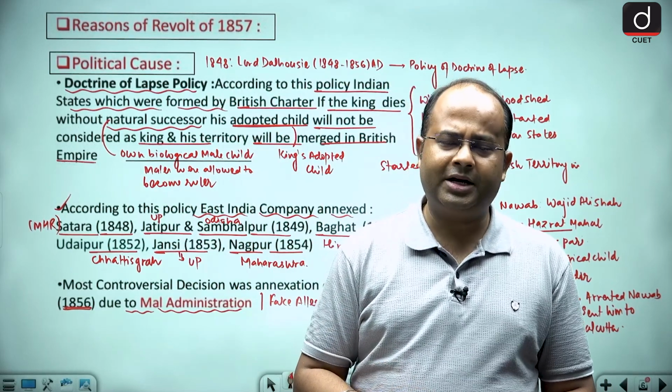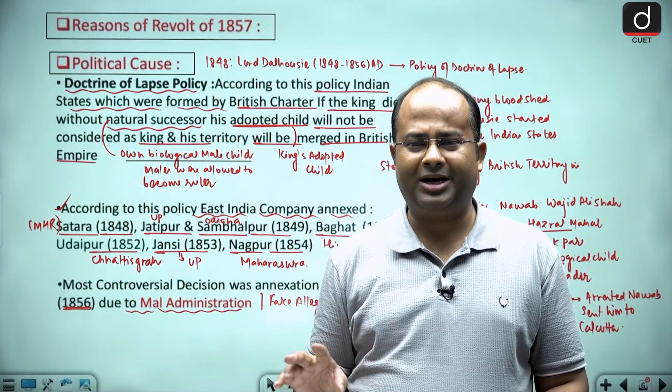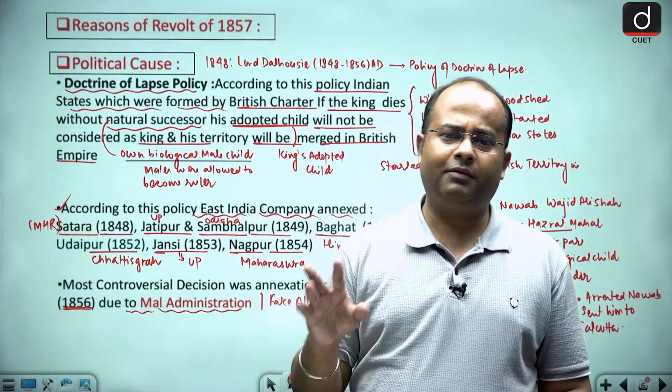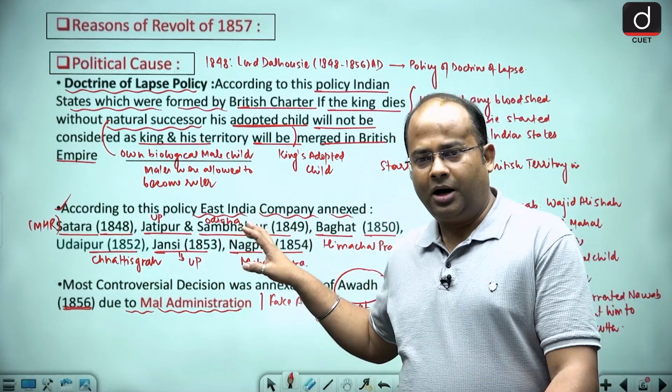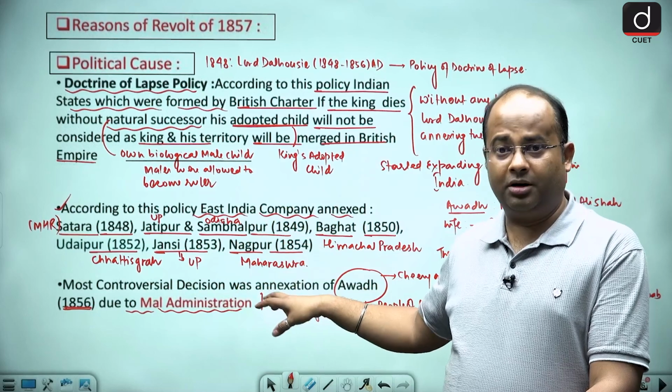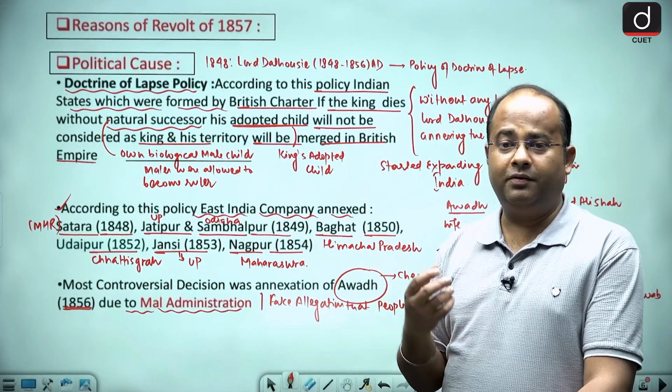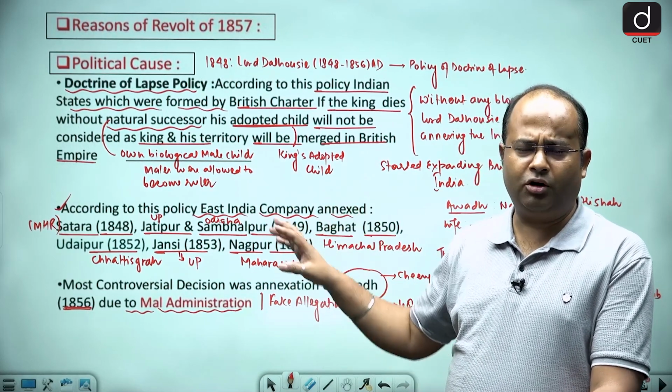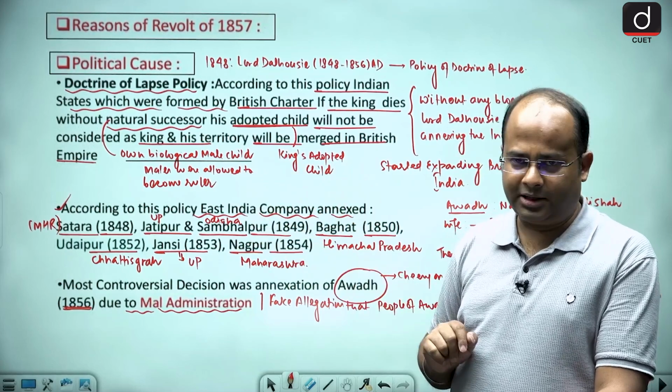It was not like the people were dissatisfied with the Nawab of Awadh. People were happy and they were satisfied also. But Awadh was considered a cherry on the cake. Therefore, Lord Dalhousie wanted to annex Awadh at any cost, and therefore he did this.